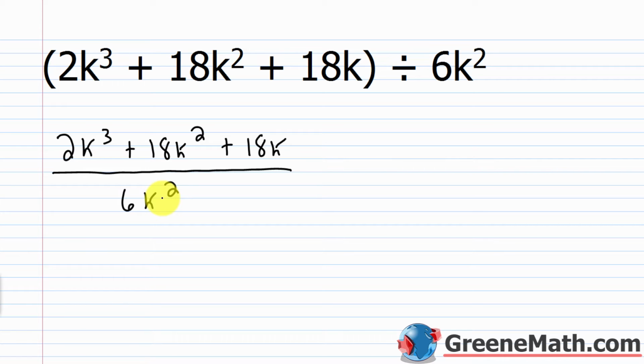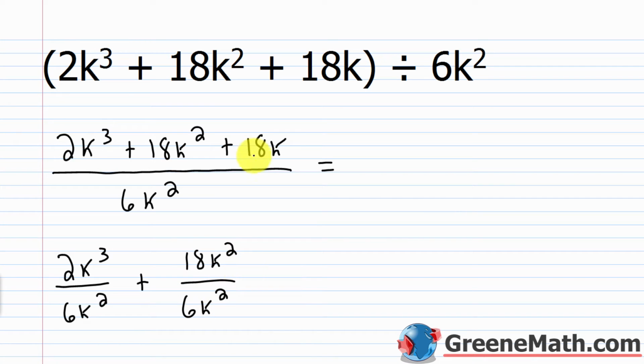In order to set this problem up, it's very, very simple. I'm just going to split it up into each term of this polynomial in the numerator, divided by this monomial in the denominator. It's just that simple. So I would say I have 2k cubed over 6k squared, plus 18k squared over 6k squared, plus 18k over 6k squared. And again, this is perfectly mathematically legal.